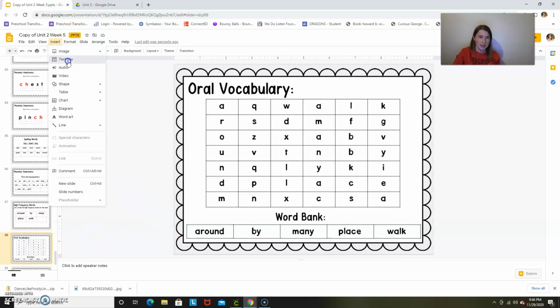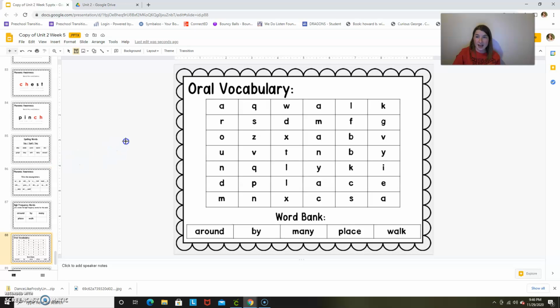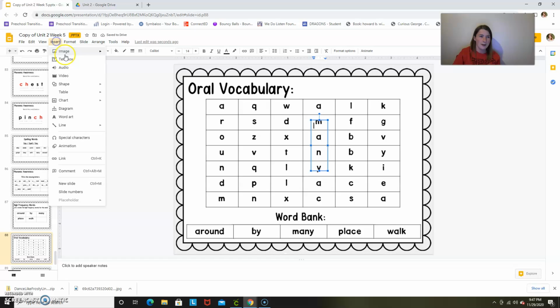Alright, let's find the words. Let's first find around. You see it? I see it right here. A-R-O-U-N-D. Alright, I'm going to give you just a second to find by. Can you see by? I see it. B-Y. Good job, guys. Now the next word is many. Can you see many? I see it up and down. Right here. M-A-N-Y. Good job, first graders.